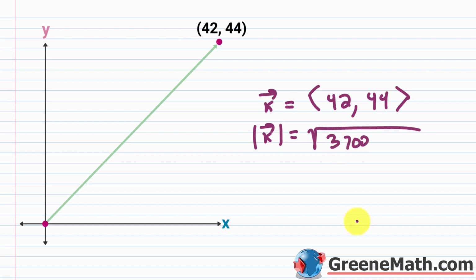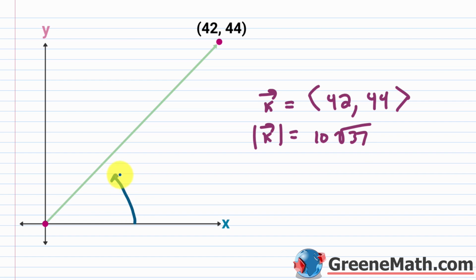Okay, so to simplify this, you see that it ends with 2 zeros. So you could write this as 37 times 100. And 100 is a perfect square. So you could basically say that it's 10 times 10. So I'll say that this is 10 times the square root of 37 for the magnitude of my vector k.